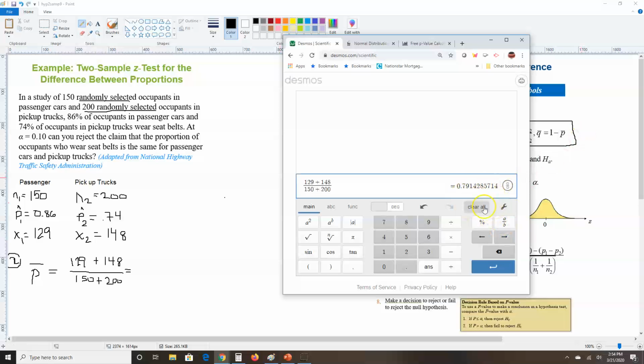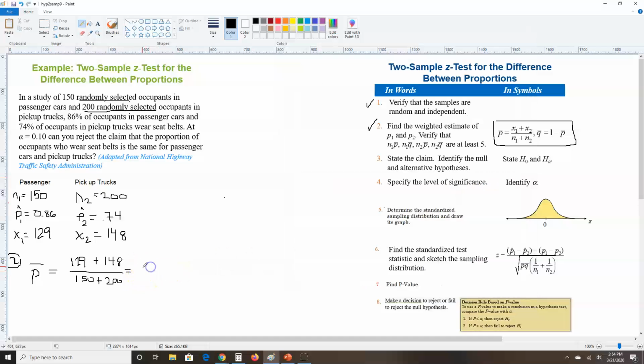You can see here I got this decimal. Usually we round to 3 decimal places, so 0.791. Okay, 0.791. And that's my P bar.